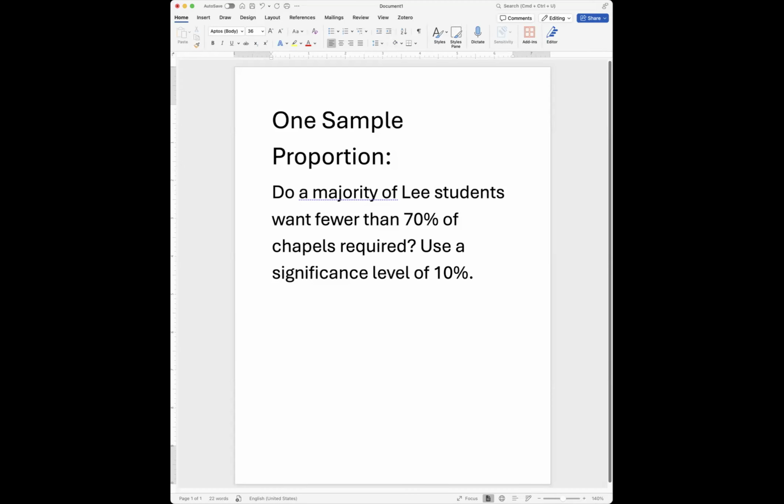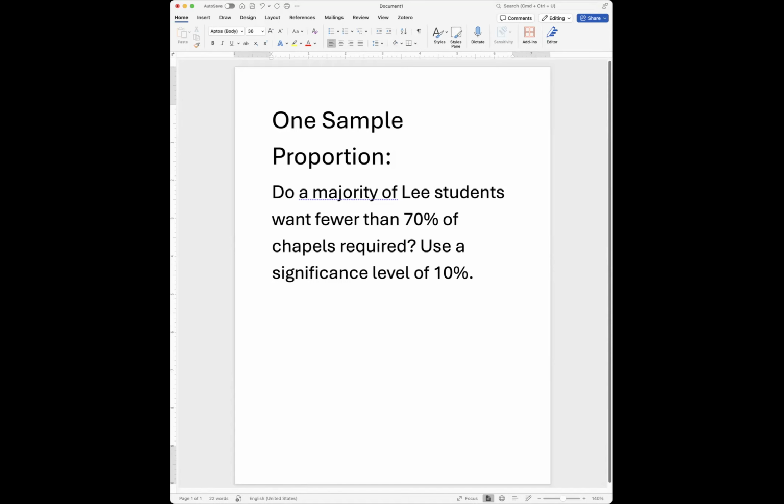Hello everyone. Today we're going to find out how to do a one sample hypothesis test for proportion using RStudio. The question we're going to ask today is, do a majority of LEAD students want fewer than 70% of chapels required? That is, do more than 50% of LEAD students want fewer than 70% of chapels required?